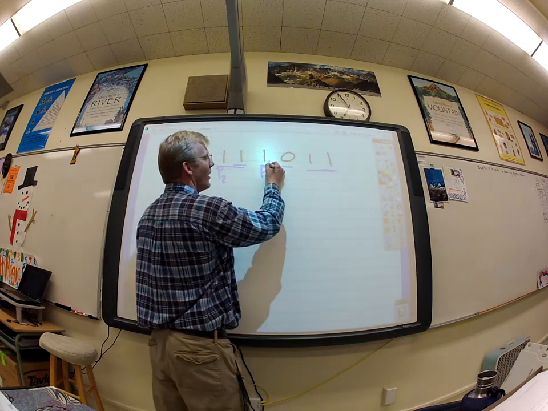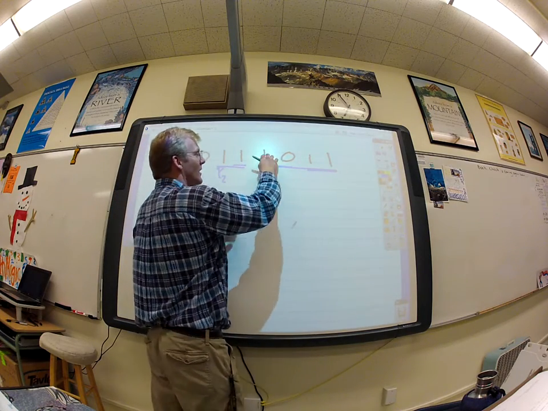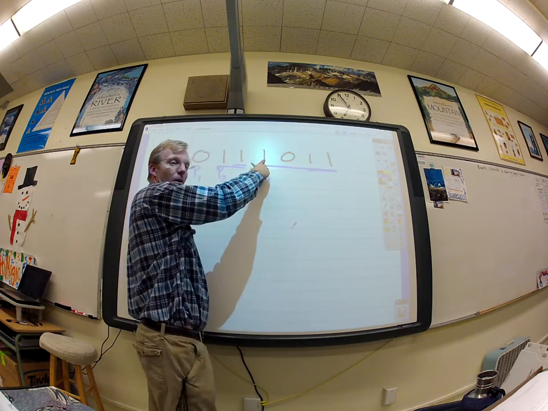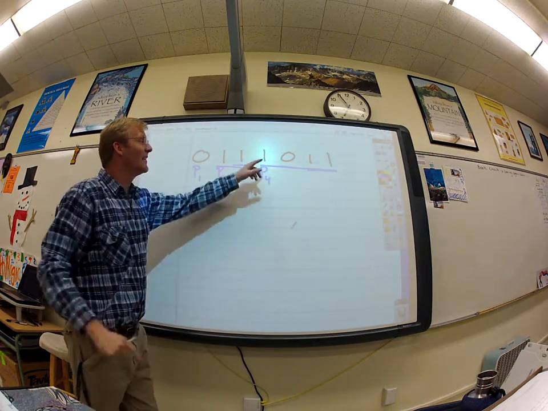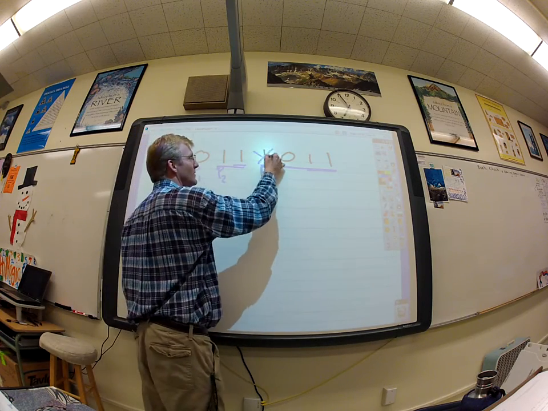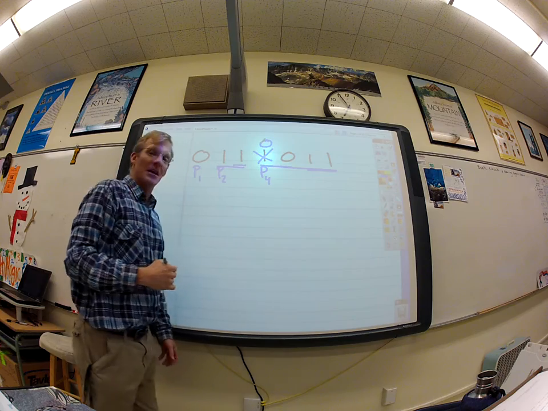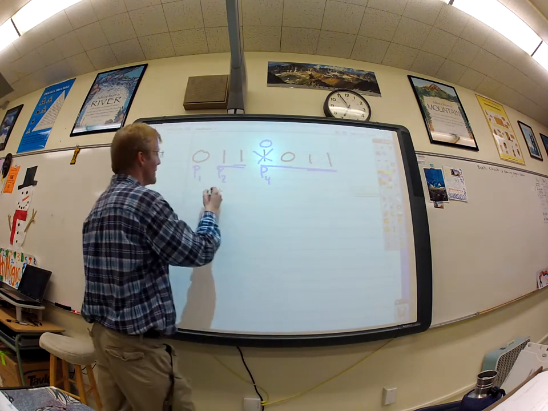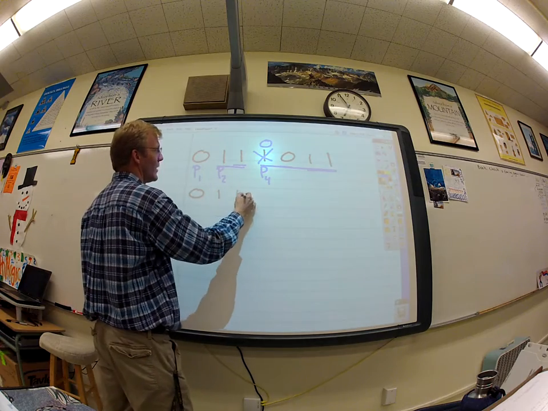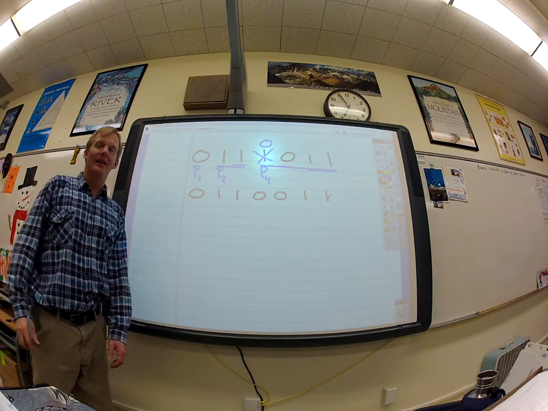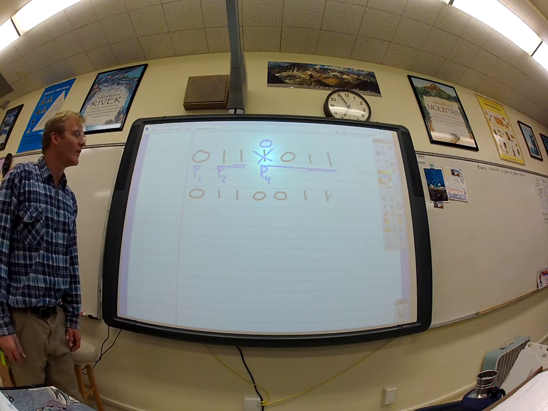P4, all 4 of these. 0, 1, 1, we have 2 ones. Uh-oh, that's too many. That's an error. It should not be a 1. It should be a 0. So there's our error we have determined. So our answer should have been 0, 1, 1, 0, 0, 1, 1. Like that.